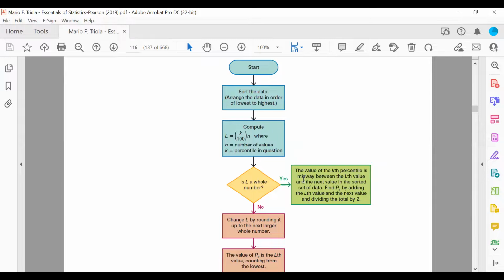All right, so the next thing I'm going to show you is quartiles. Okay, so let's look at quartiles.